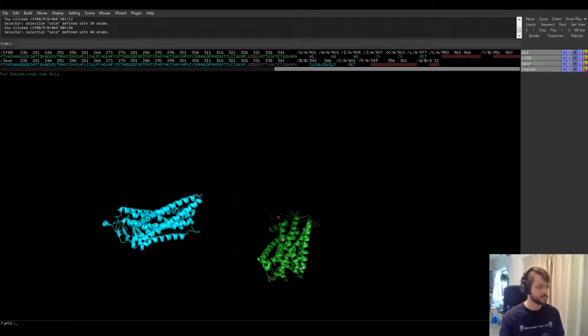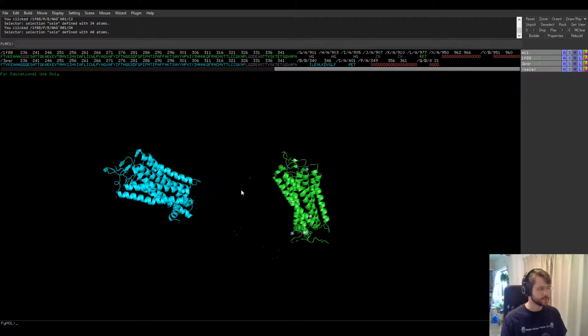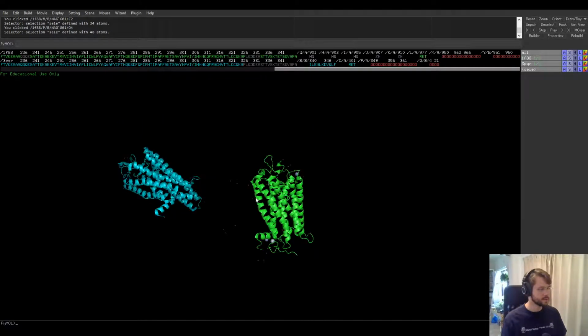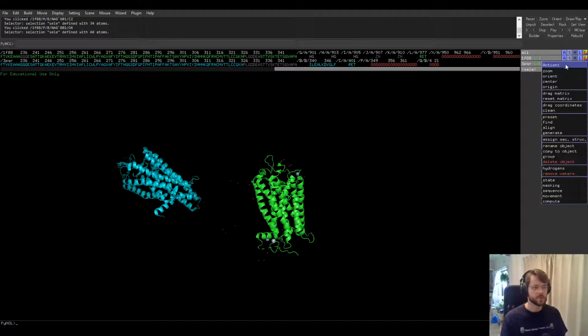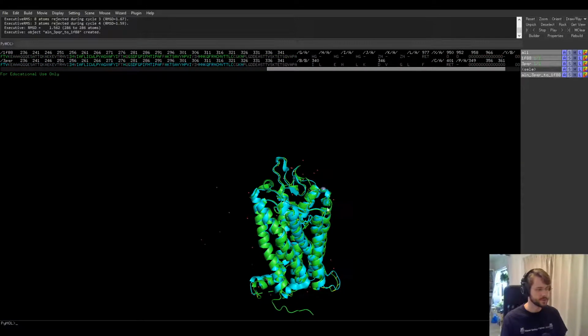So let's see. Now we have both confirmations and only one of them, right? So similar to what we always did, we click on A for action, and we're going to click on align to molecule, and 1F88. Right, and that went very quick. It's actually quite a small protein.